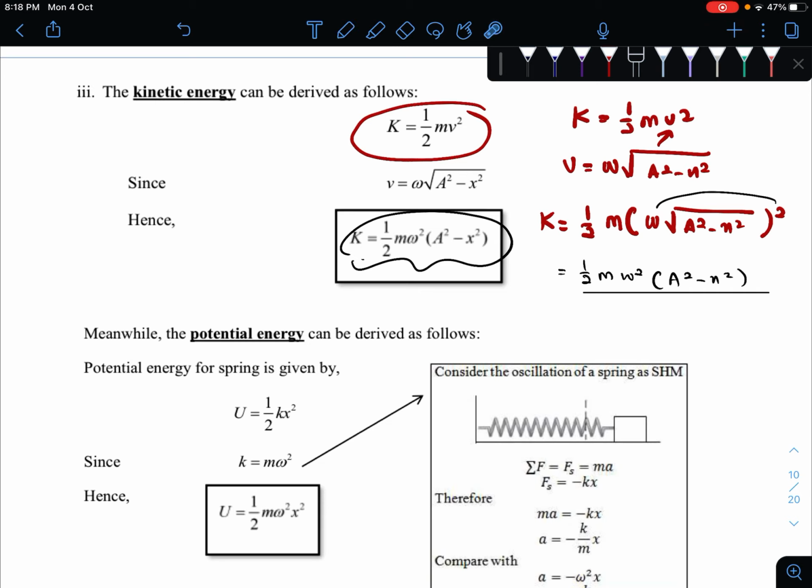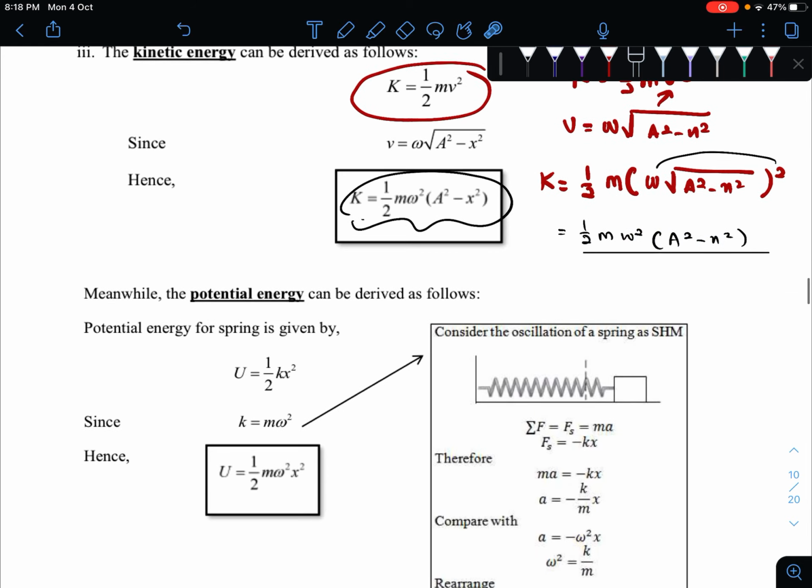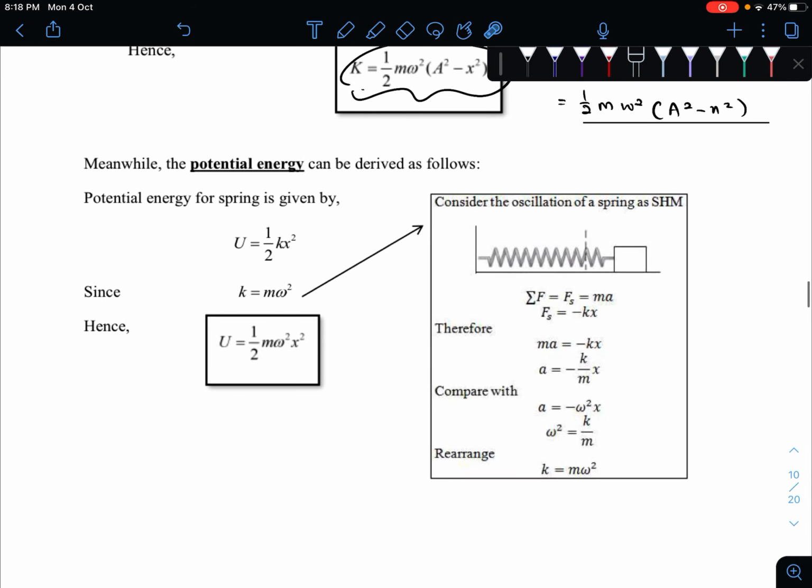Okay, I would like to just remind what this m is. This is your mass of the object. Omega here is the angular frequency, A is the amplitude of the object, x is the displacement of the object. Next, we are going to look at the potential energy derivation. The potential energy general equation is U equals half kx square, where k here is the spring constant, x is our displacement. k is the spring constant, it depends on the type of the spring.